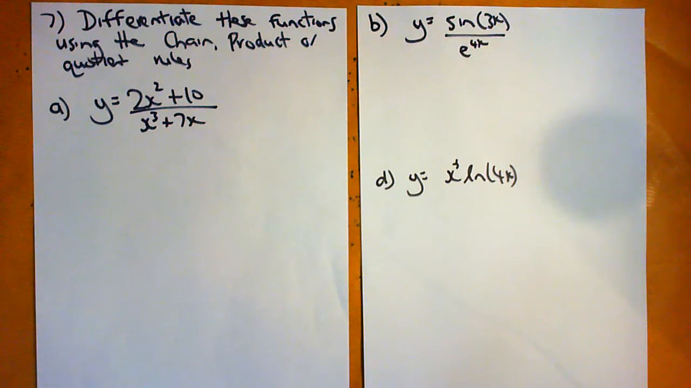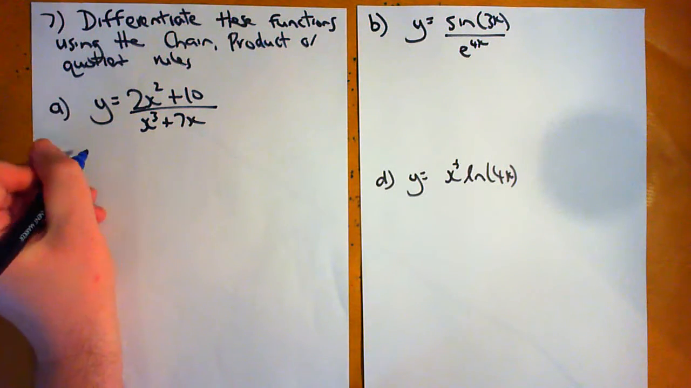Hello viewers, tutorial 10 question 7, and we are doing some differentiation here. We are differentiating functions using the chain rule, the product rule, or the quotient rule. The first function we have is y equals (2x squared plus 10) divided by (x cubed plus 7x). So we've got a division going on there. That is a clue that we need to use the quotient rule.